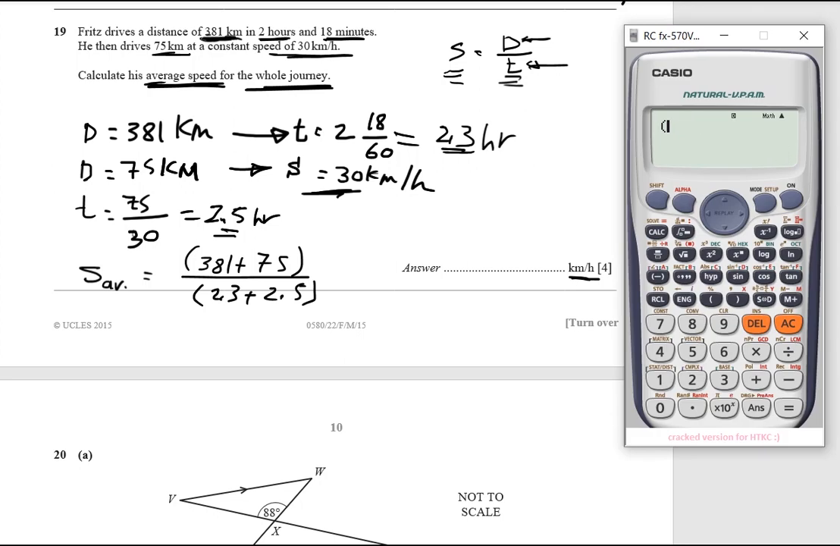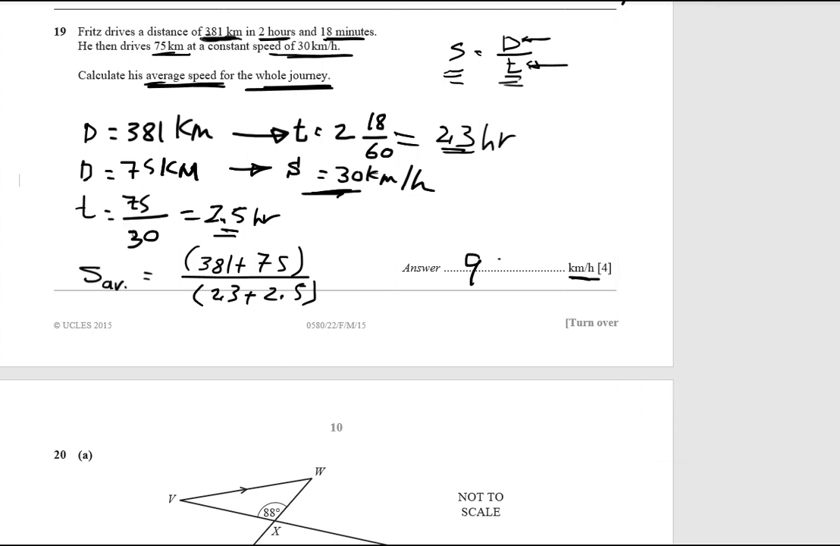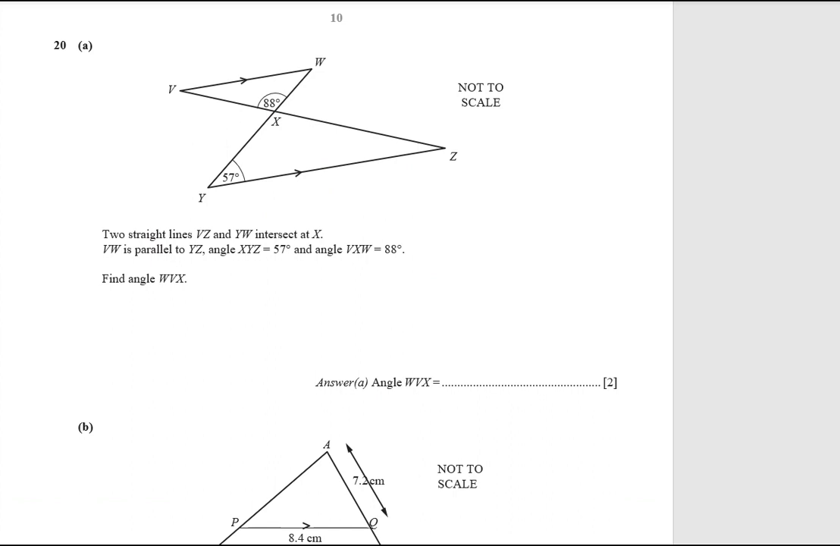Let us start to use our calculator. Open bracket, don't forget the bracket. 381, which is the first distance, plus 75, the second one, divided by 2.3, which is the first time, plus 2.5, the second time of the journey. So the average speed is 95. So the answer here is 95. Let us continue.